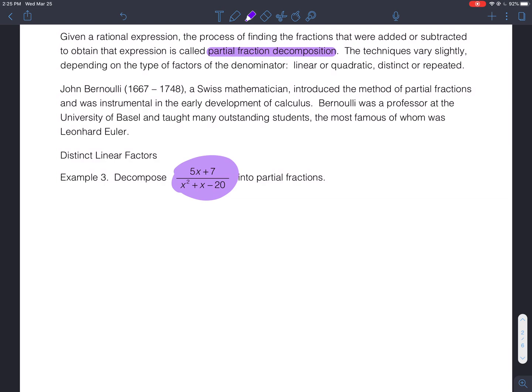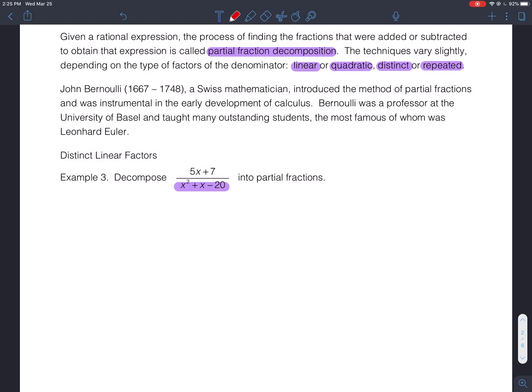There are a couple of different techniques here. They vary just slightly depending on the type of factors that you have in the denominator. So it all has to do with what is left on the bottom. What kind of scenario are you dealing with in the denominator? Are they linear factors? Are they quadratic factors? Are they distinct, meaning it only shows up in one position? Or do they repeat? Do you see them showing up in multiple positions? Or I should say, are those factors counted multiple times?